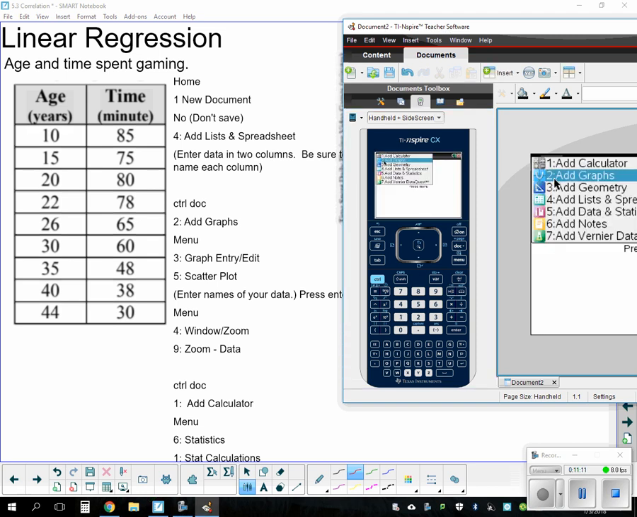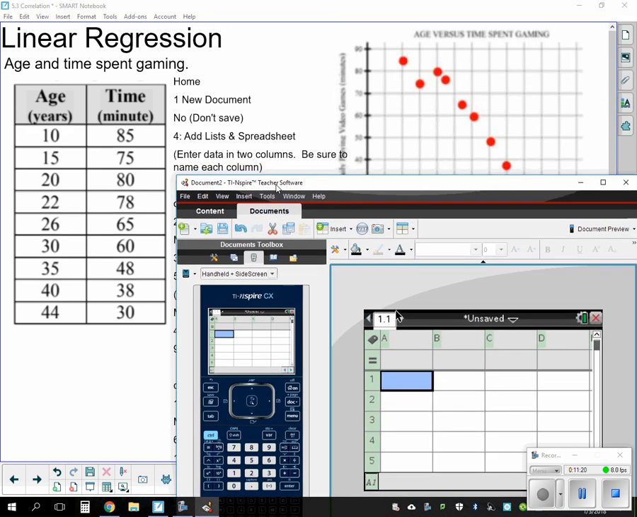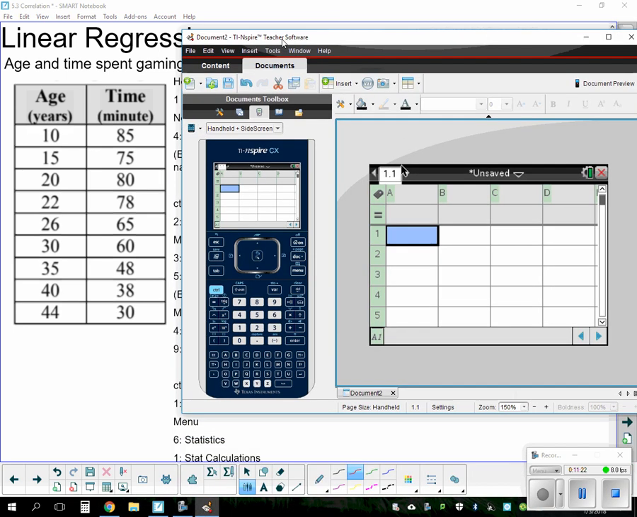No, you don't want to save when that pops up. And then 4, we are going to add lists and spreadsheets. You guys should be familiar with entering the data at this point in 2 columns. Be sure to name each column.